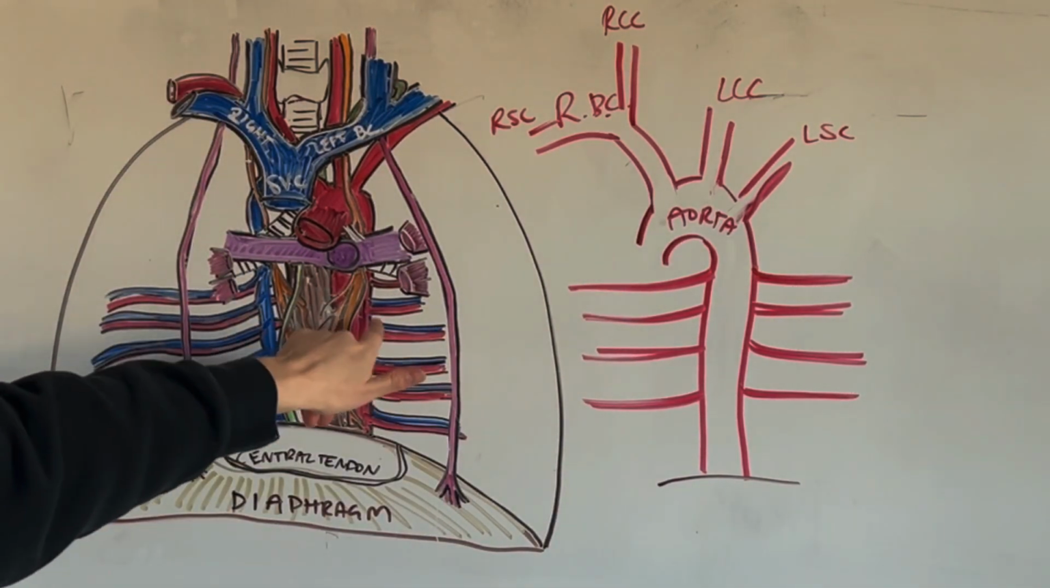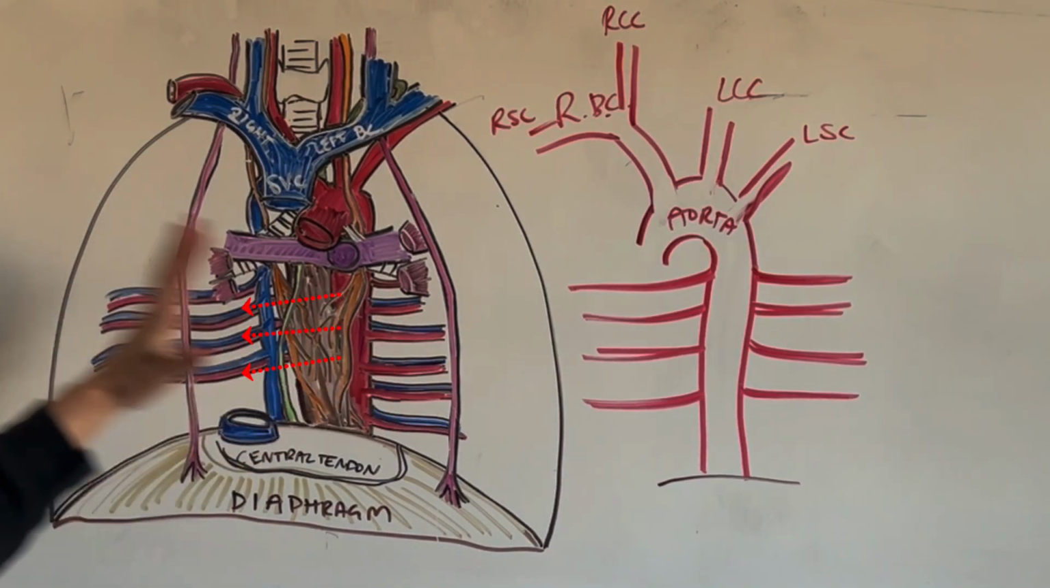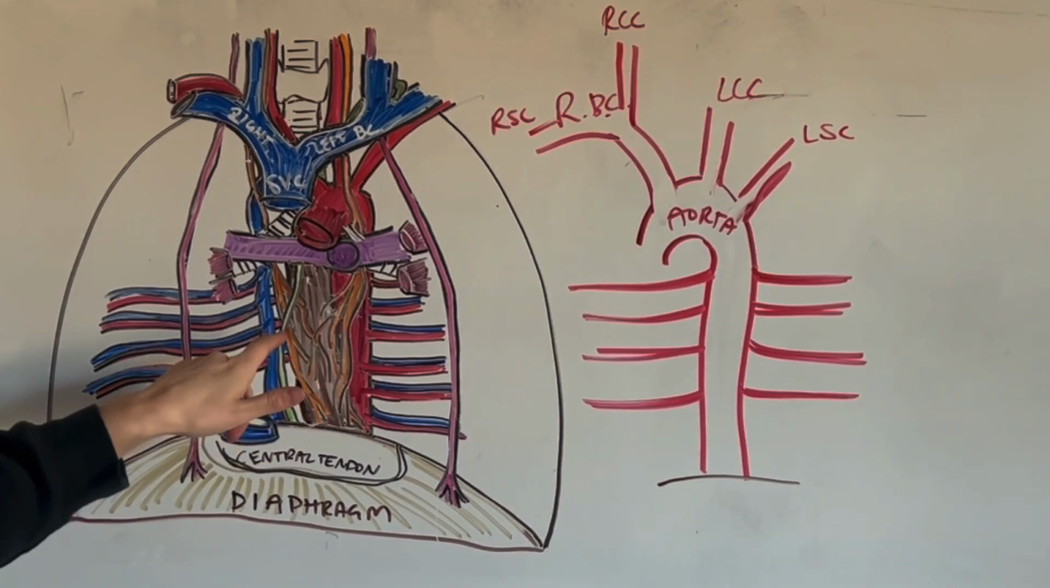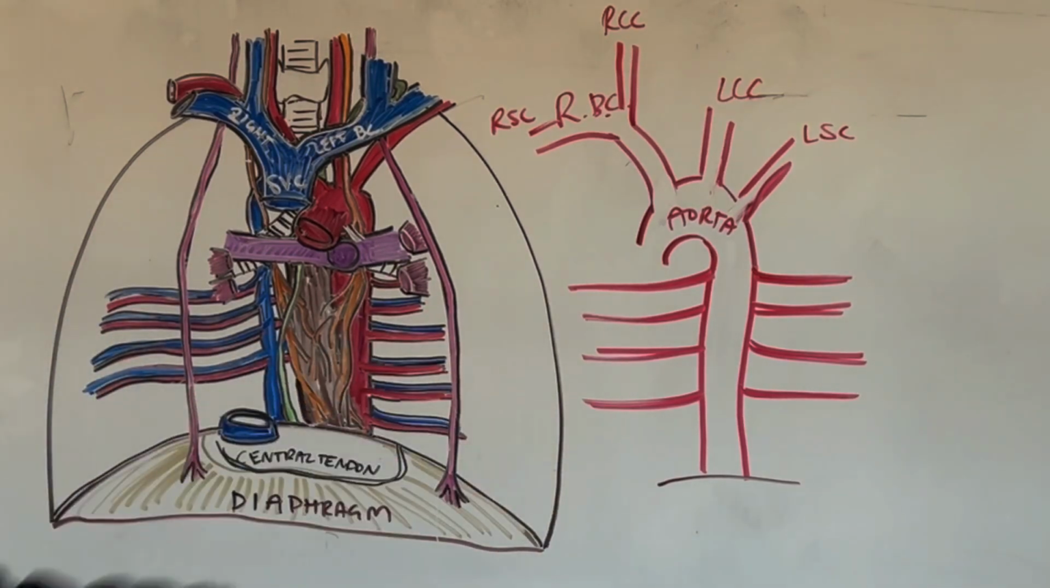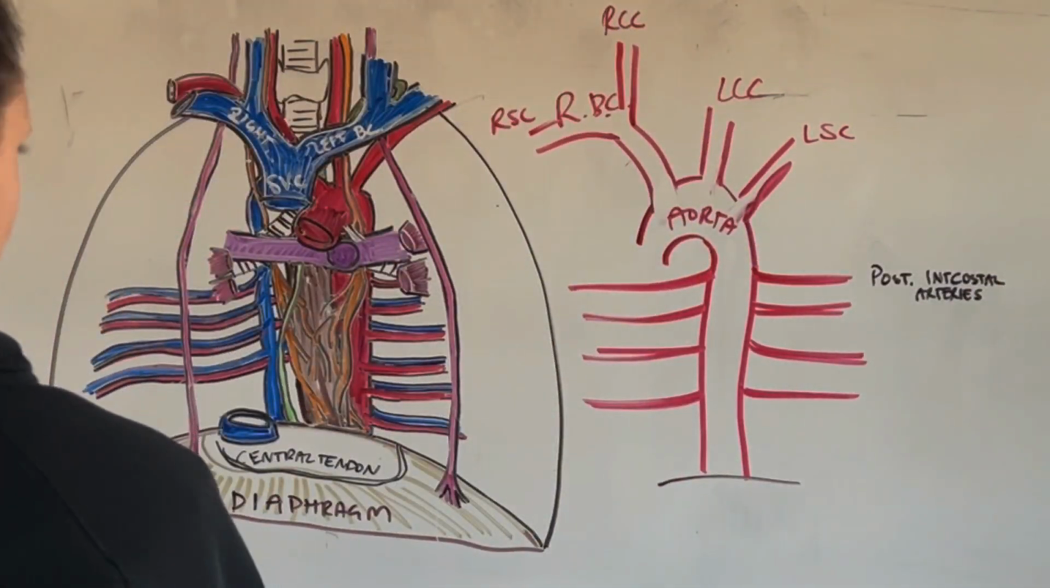You can see them branching off the aorta in this picture, and then they go behind the esophagus, behind those structures, in the same plane as the azygos vein, which we will get to, and go off to both sides. So these are posterior intercostal arteries branching directly from the aorta.